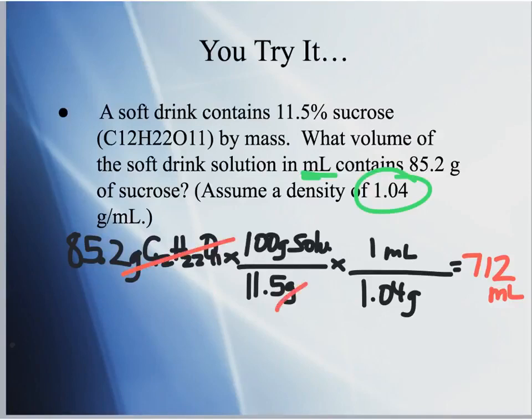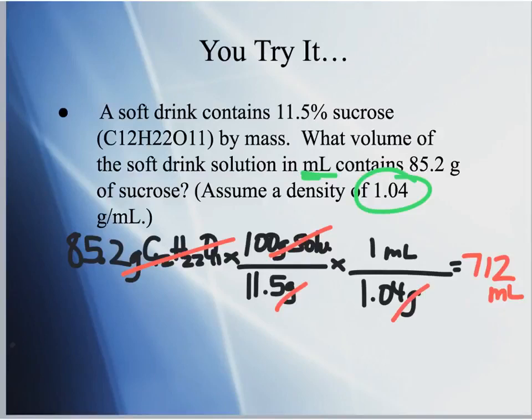So now that we've got grams of solution, we can use the density in order to get to milliliters of solution, because 1.04 grams is equivalent to 1 milliliter. So in the end, you should have gotten 712 milliliters of soft drink.